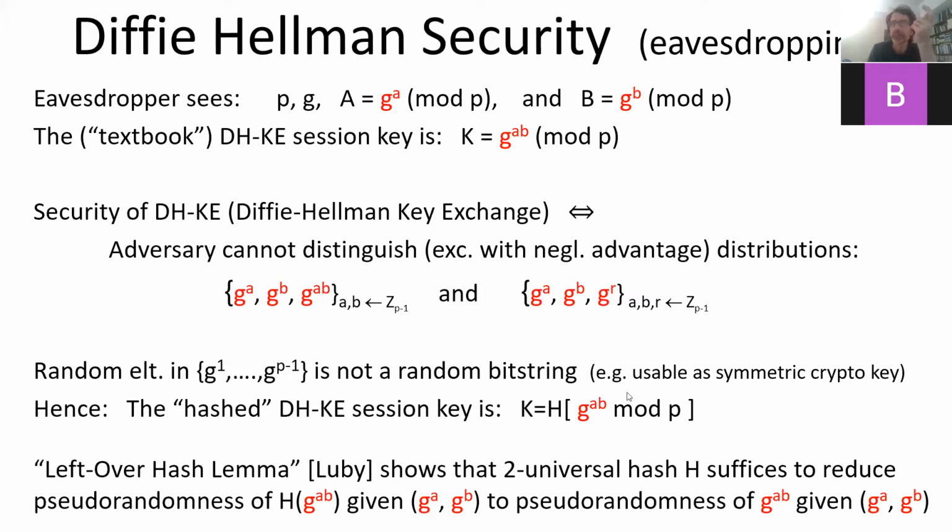Two-universal hash has a key. Where is the key here? Well, it could be part of the description of the hash function. So actually, it's a public value. As long as it's randomly chosen at the beginning, it can be reused. Why? Because the input is not chosen adversarially.